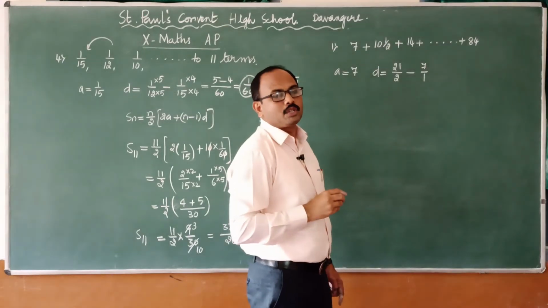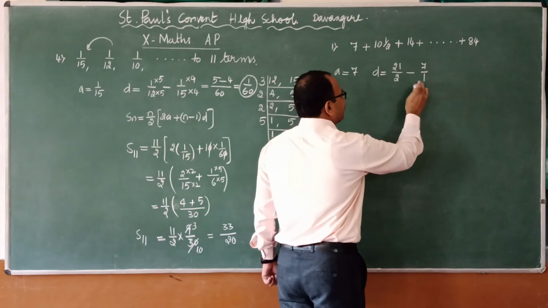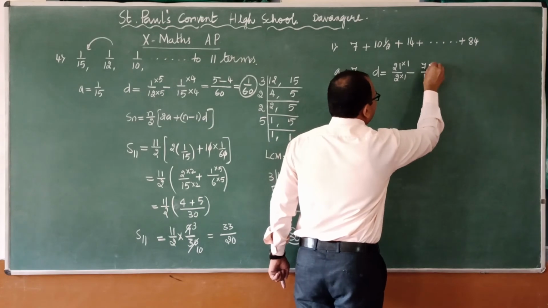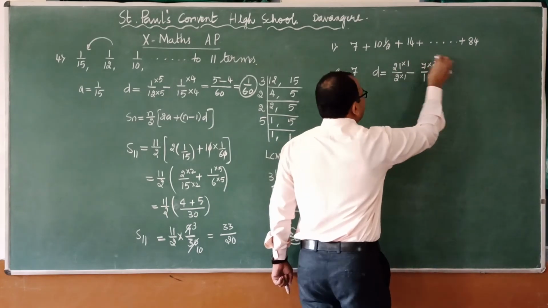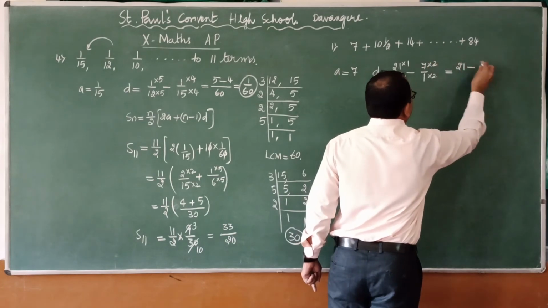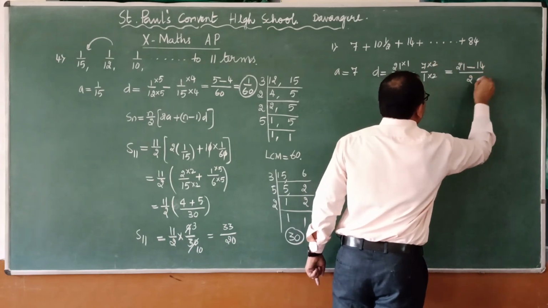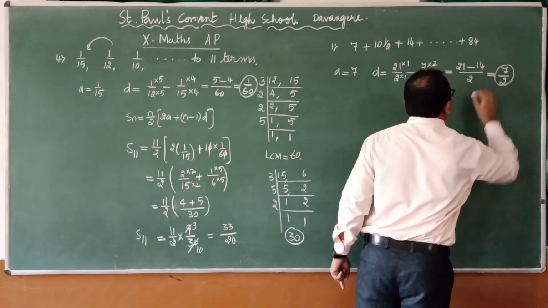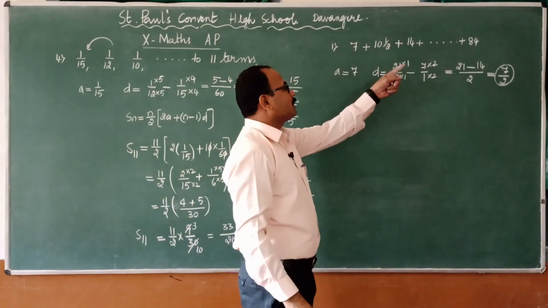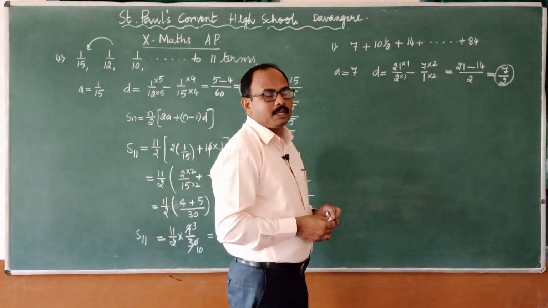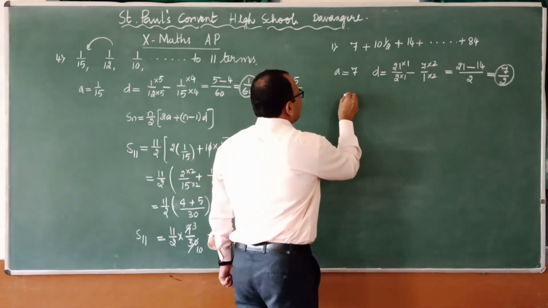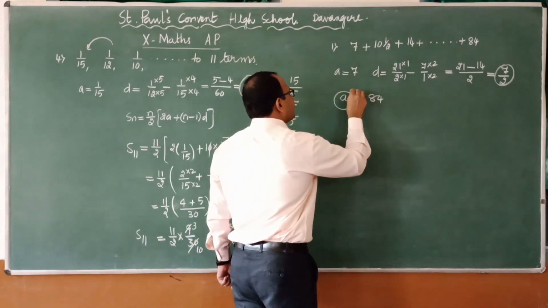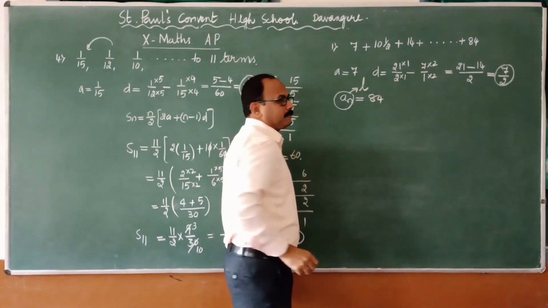Again here also which involves the LCM part. So our LCM is 2, therefore into 1, into 1, into 2, into 2. This will become 21 minus 7 2s are 14 by 2. 21 minus 14 becomes 7 by 2. This is our D, children. Then what about the plus 84, which is a very important one? Last term, AN is equal to 84.